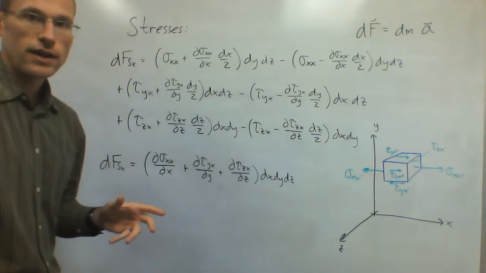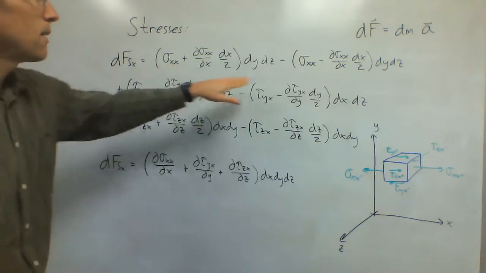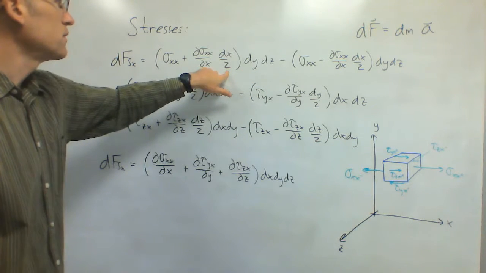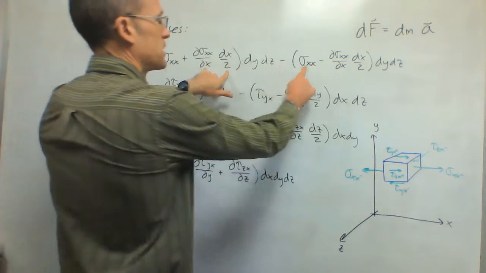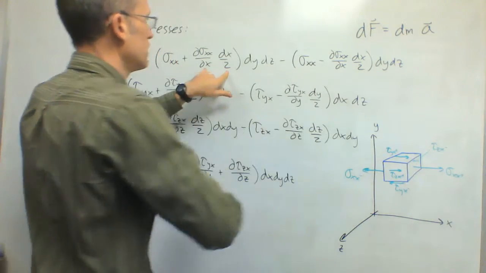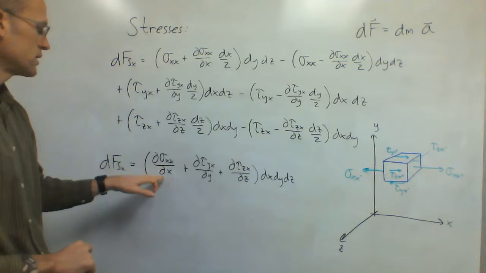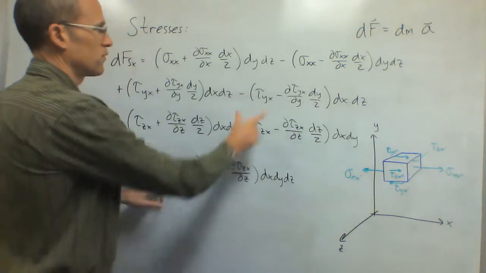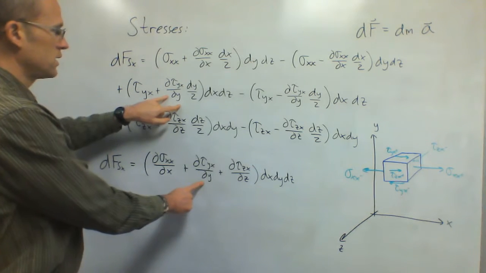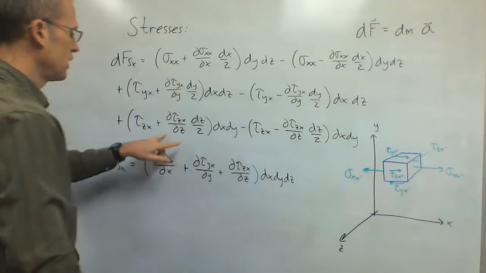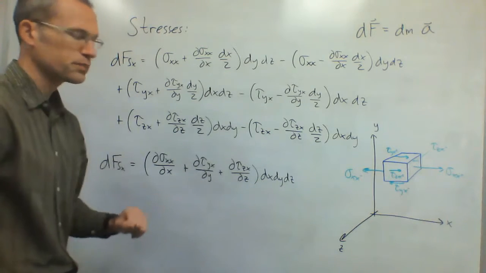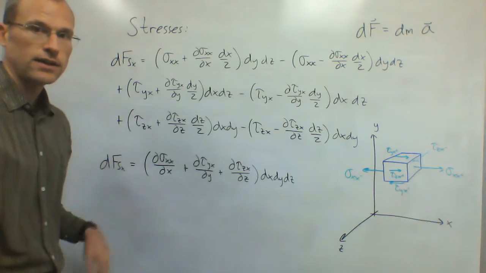And then last lesson we also saw that a lot of the stuff cancels out. I have sigma xx here, minus sigma xx there, so those cancel. I have a positive d sigma xx dx, minus a negative, another positive d sigma xx dx, so I have 2 of these, so the 2's cancel, and I have dy dz times dx, so overall I have d sigma xx dx, times dx dy dz from the first line. Same thing for the second line, those cancel. I'm left with d tau yx dy, times dx dy dz. Last line, d tau zx dz, times dx dy dz. So that's my overall shear force in the x direction.